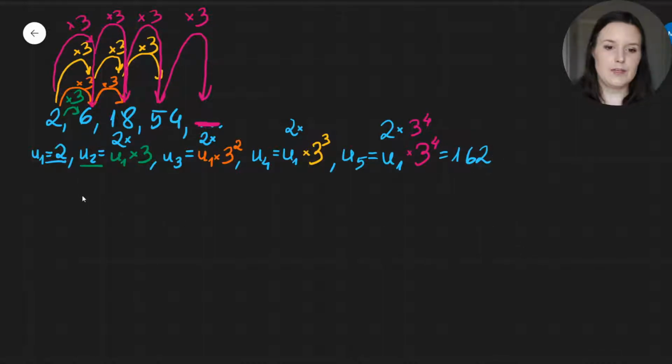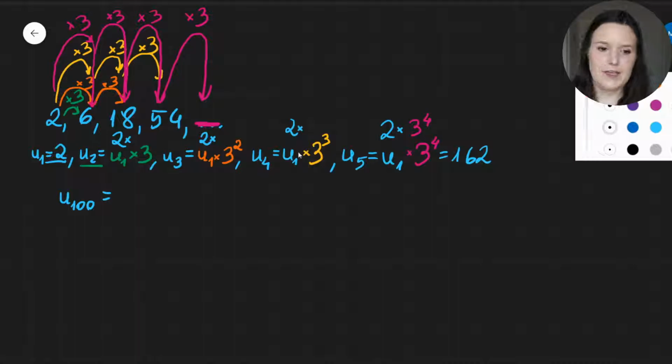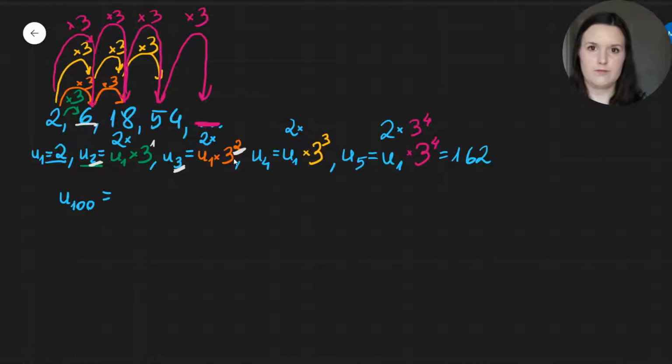And let's say that I would like to find u100. So let's observe what the rule is. To get to u2, I had to jump one time, so that's times 3 to the power of 1. To get to u3, I had to jump 2 times, from u1 to u2, u2 to u3. To jump to u4, I had to jump 3 times. To jump to u5, I had to jump 4 times, right?